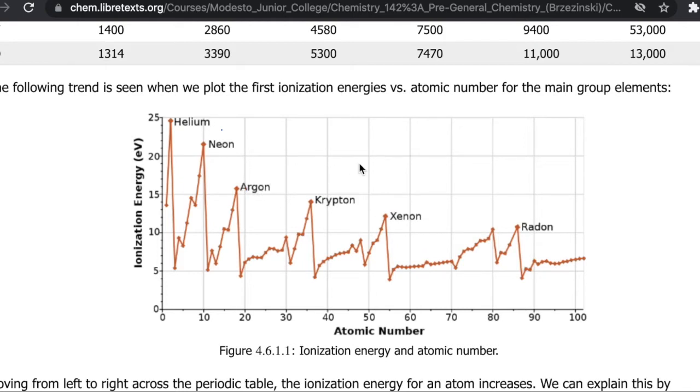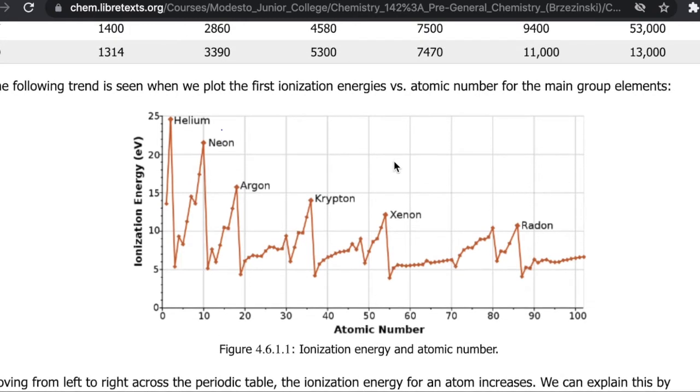So this is pretty much the opposite of the size. As things get bigger, it gets easier. As things get bigger going in this direction, it gets easier. So a larger atom has a lower ionization energy. It's easier to take the electron away.